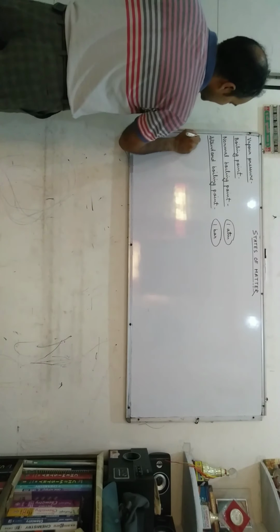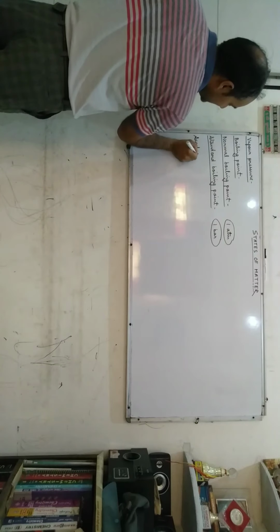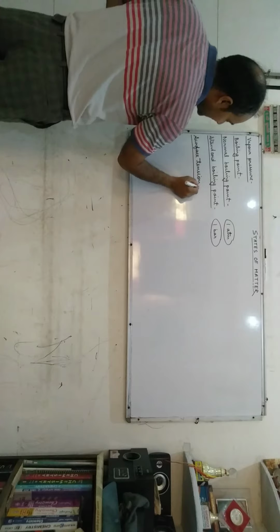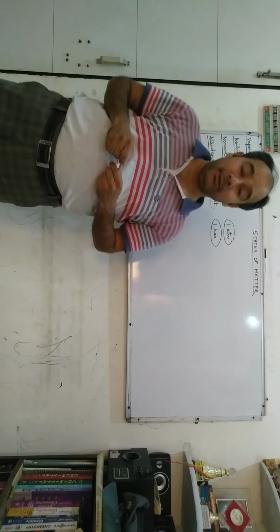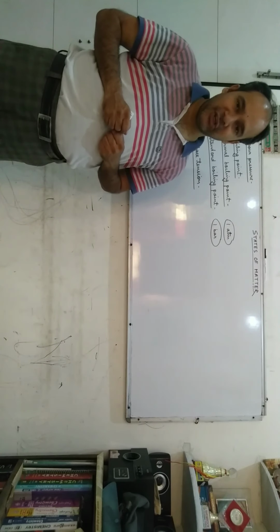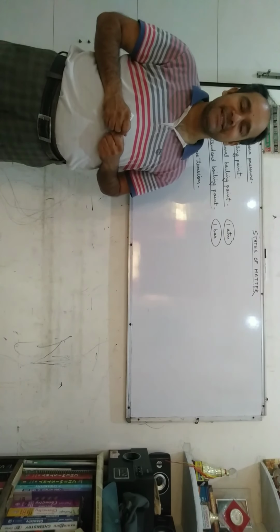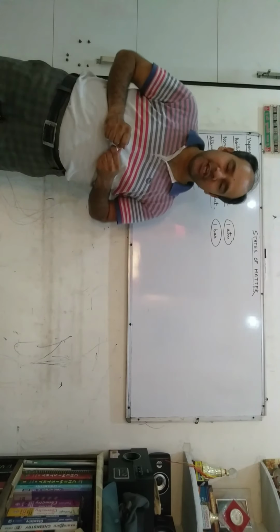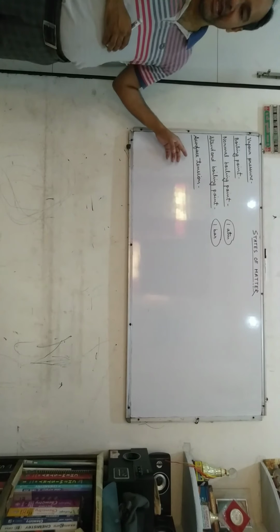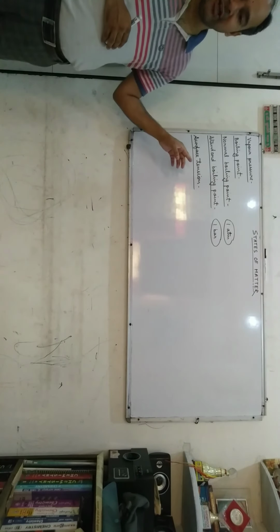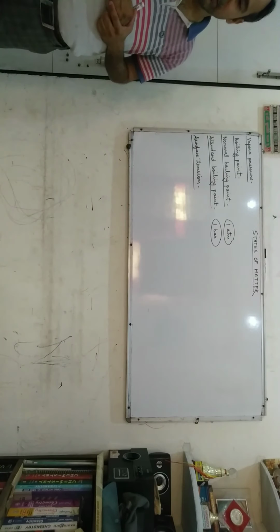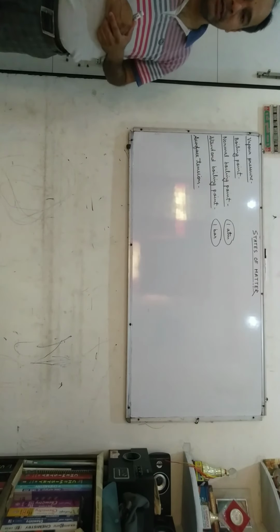Now, let us discuss surface tension. Student, every liquid has a tendency to minimize its surface area. This property of liquid is said to be surface tension, or we can define surface tension as the force acting at right angle to the surface along 1 centimeter length of surface. Its unit is Newton per meter.